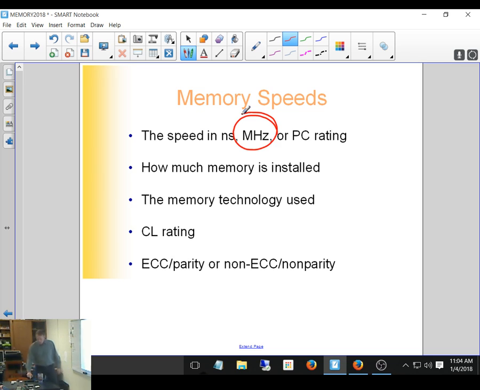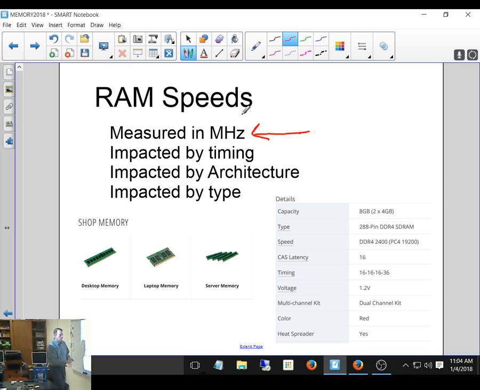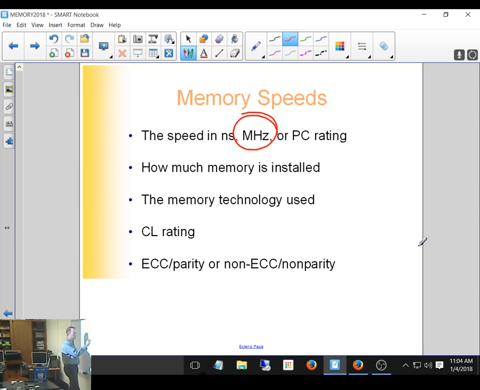When I look at memory, I'm going to go back to this one. I get both the megahertz here and the PC rating. Those are a one-to-one connection. This isn't my slide. This is a slide where this and this is like saying 3 is to 3 as 3 is to 3.